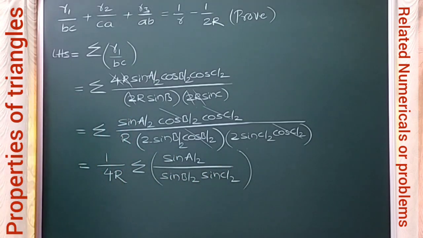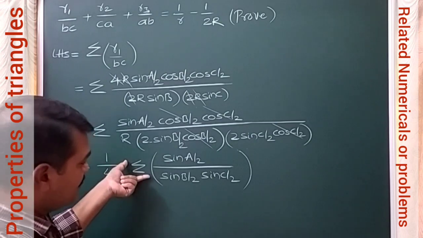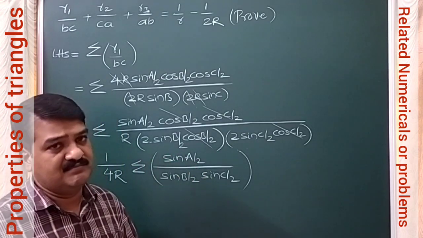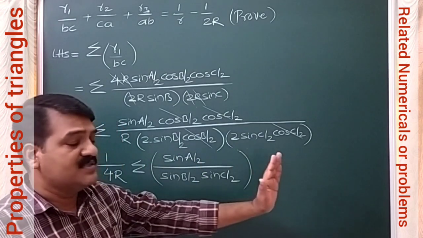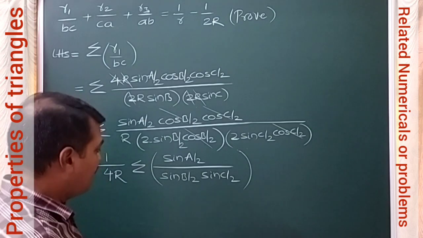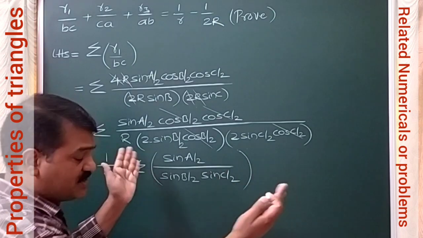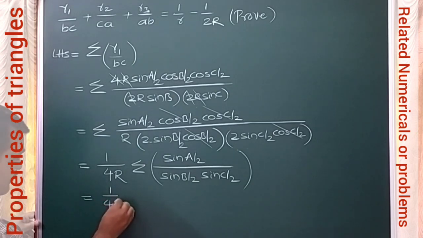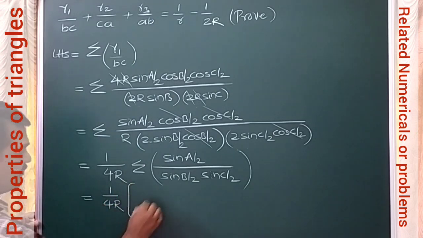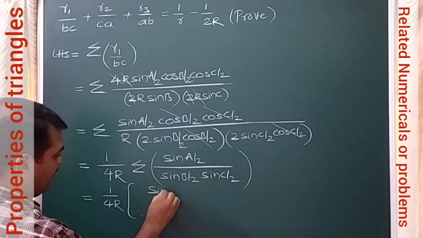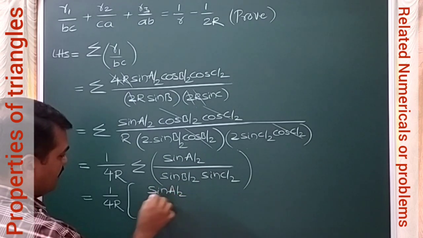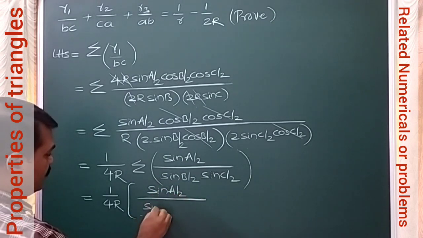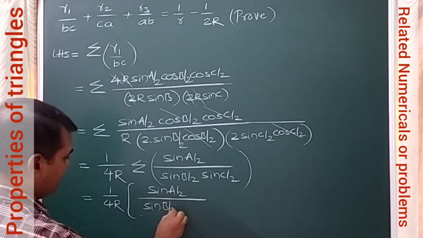Next, I will remove this summation. I will write the full sum, that is, I will open up the summation. So 1 by 4 capital R, then sin A by 2 by sin B by 2 sin C by 2. This is the first term.